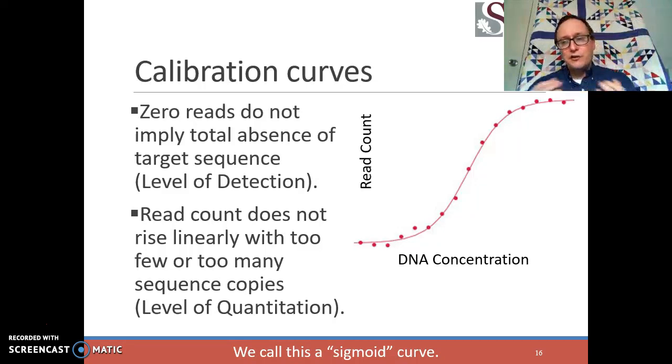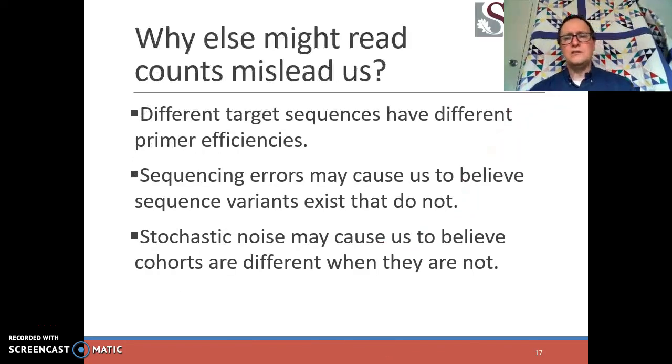So whenever we're dealing with some sort of quantitative technology, being able to interpret the reads, or to interpret the fluorescence intensity, or to deal with chromatographic intensity for that matter, we want to see a range of linearity where log fold changes in the underlying concentration lead to log fold changes in our measurements from it. So why else might we see that counts are misleading us in these?